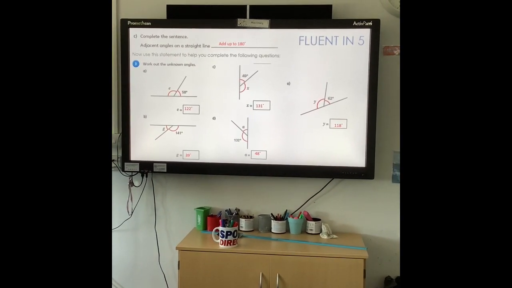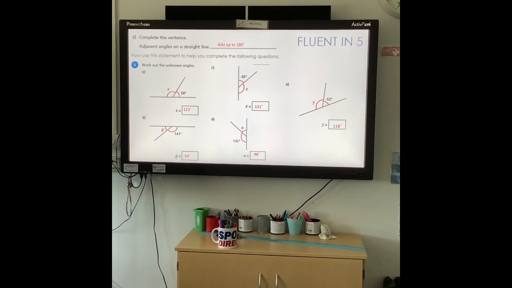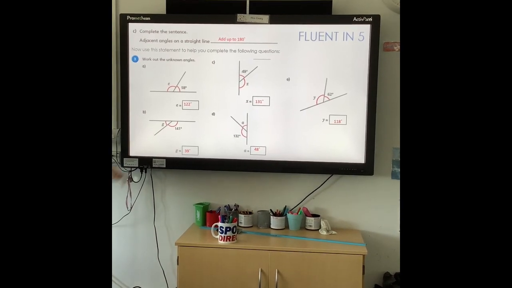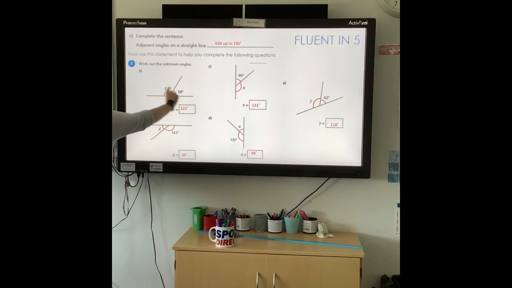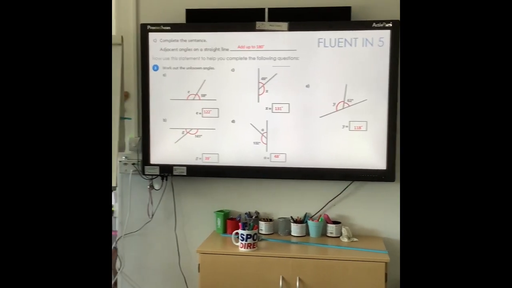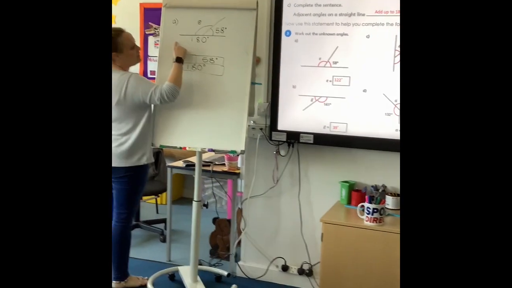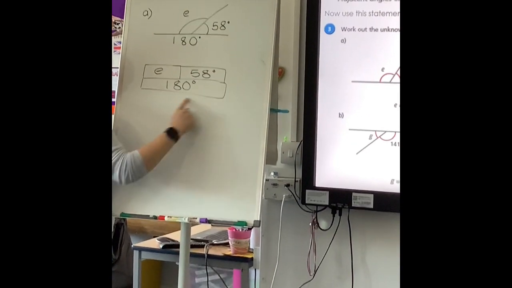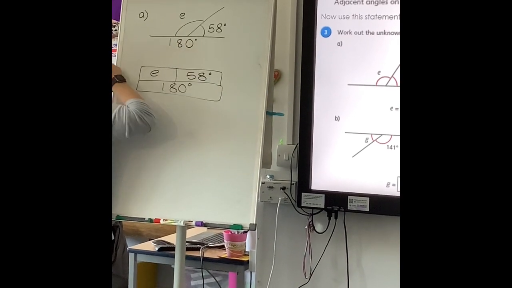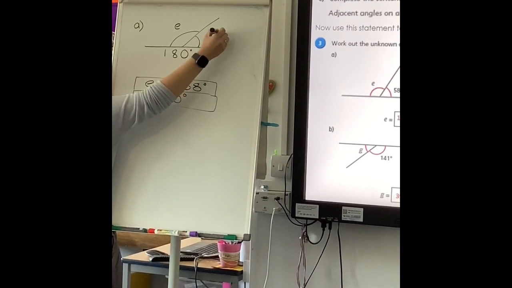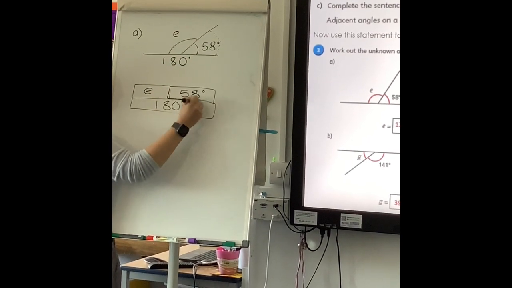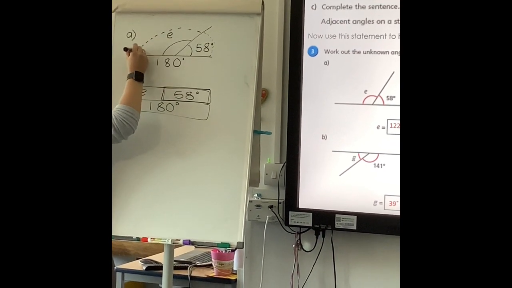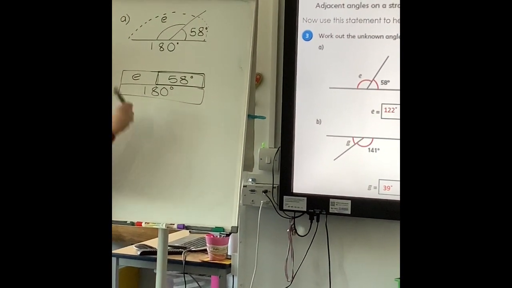So all of the angles in a straight line add up to 180. Now adjacent just is a posh way of saying next to. These angles are next to each other, they're adjacent, and they add up to 180. If I just show you here with the bar model, if you imagine your straight line as 180 degrees, that is your total for a straight line. 58 is from here to here, but it is only part of your total. You have another part to get all the way to 180 degrees, and that is your missing part.